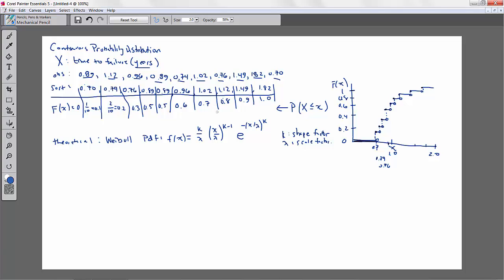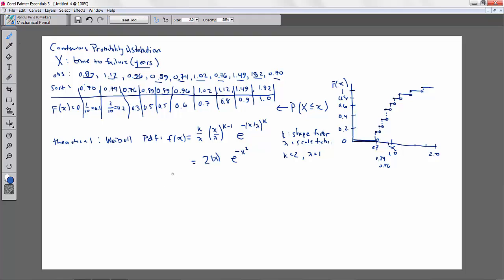and lambda is a scale factor. So in our particular case, we could make certain assumptions here. So maybe saying that k is 2 and lambda equals 1, just to simplify this problem, to give a corresponding PDF equation of 2 times x to the k minus 1 times e to the negative x squared, so 2x times e to the negative x squared. All right, so this could be our theoretical PDF.